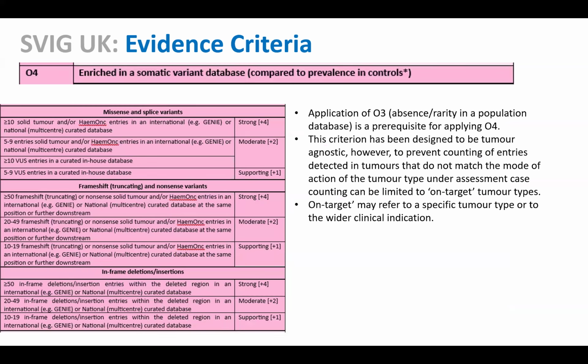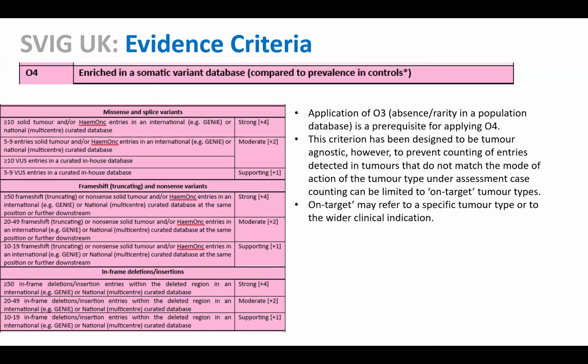Enrichment in somatic databases. This is if the variants have been seen often in large data sets. So for example, GENIE, or a national multi-center curated database. And like I said, we are now working on collecting data from, if you've heard of it, the 100,000 Genomes Project that happened in the UK, plus lots of large data sets. We're pulling lots of this together to create a national resource that we can use.